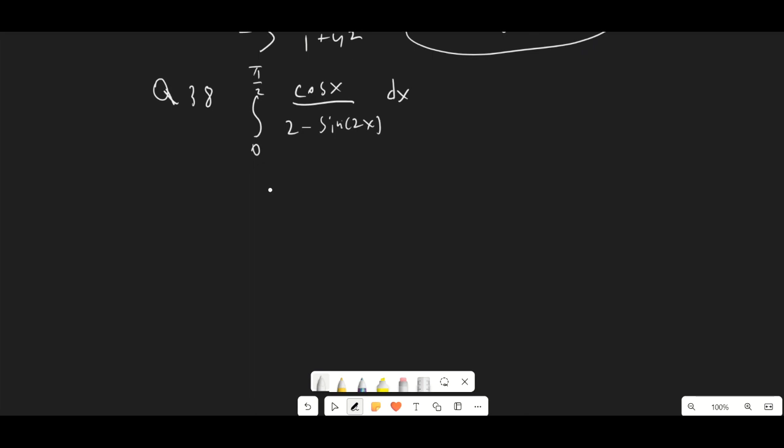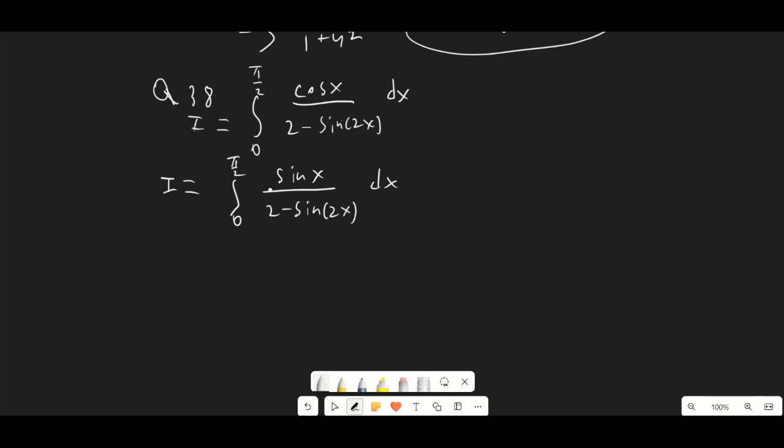Wait, does that even help me if I do that? Yeah. So what I'm going to do is substitute pi over 2 minus x. So this is I. And then I also equals the integral from 0 to pi over 2 of sine x over 2 minus sine 2x, after doing u equals pi over 2 minus x.